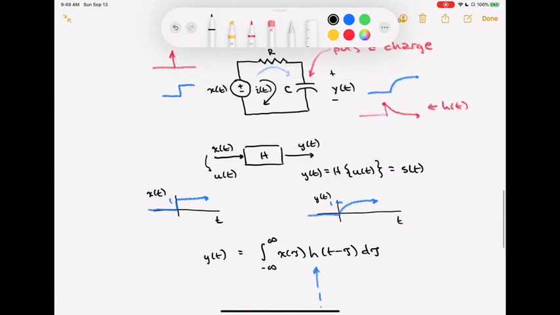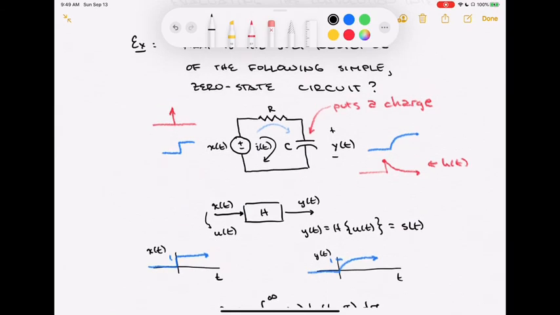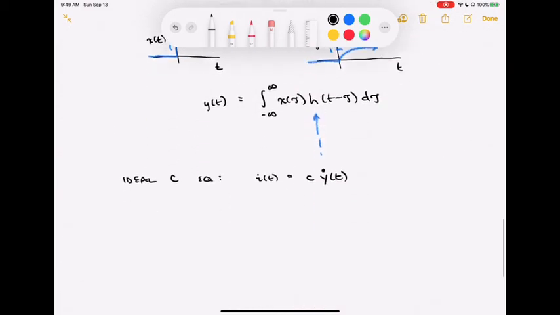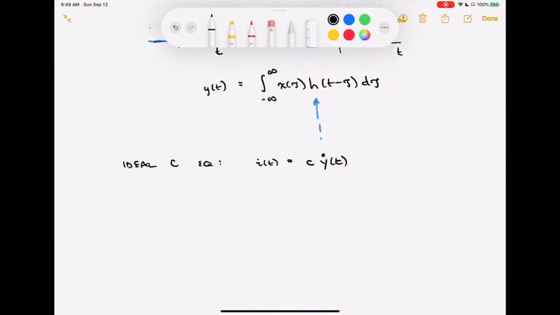So if we go back to our circuit, we had a current i of t through the capacitor, and then the voltage across that capacitor, we just happen to call our output variable y of t. So the ideal capacitor equation says i of t equals C dv/dt of that capacitor, and the voltage here is y, so C y dot.